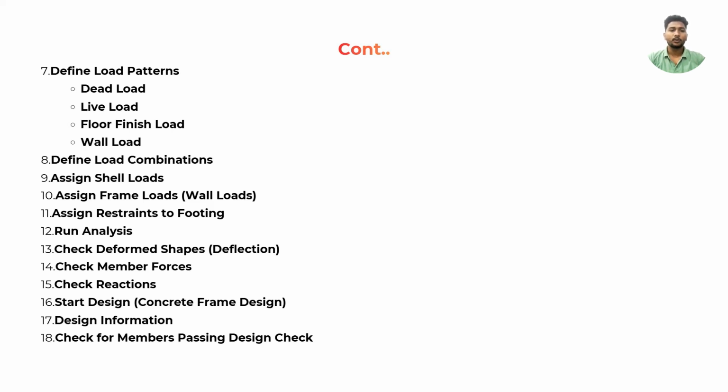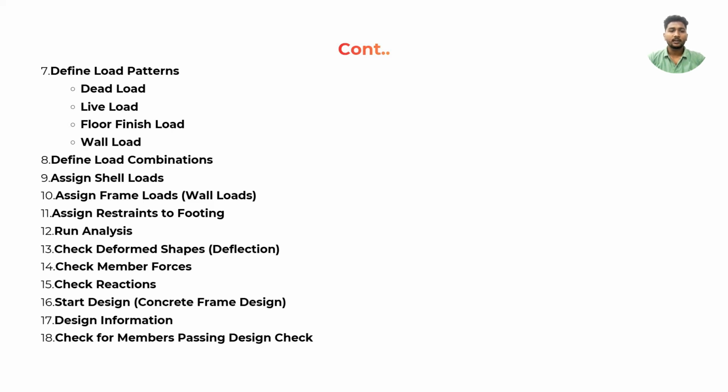In step 16 we will be starting the design check, which for an RCC building is concrete frame design, and for a steel structure is steel frame design. Then after we will start with step 17, that is the design information or the design checks we need to follow. After that there are different design checks. I have covered all of them. In step 18 we will check whether members pass the design check. This will be the last step of this model.